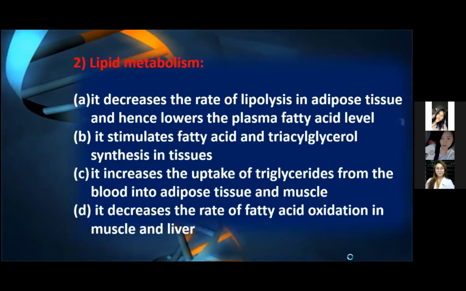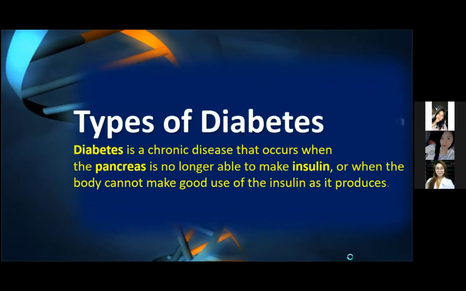Second, we have the lipid metabolism. It decreases the rate of lipolysis in adipose tissue and hence lowers the plasma fatty acid level. It stimulates fatty acid and triacylglycerol synthesis in the tissue. It also increases the uptake of triglycerides from the blood into the adipose tissue and muscles. And then it decreases the rate of fatty acid oxidation in muscle and liver.